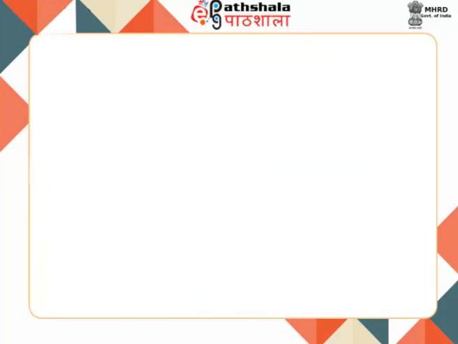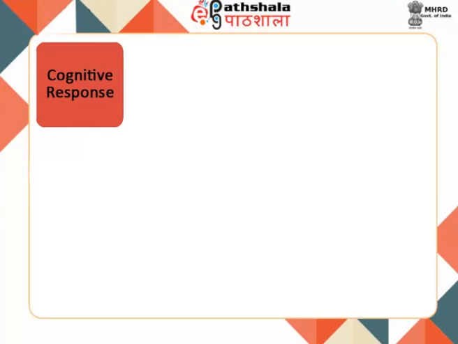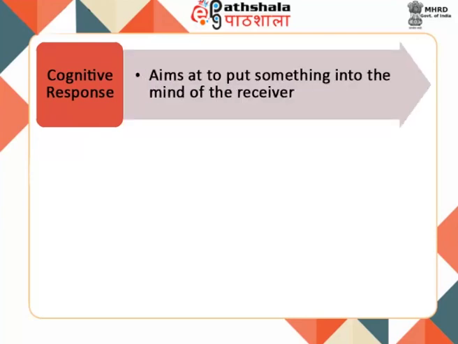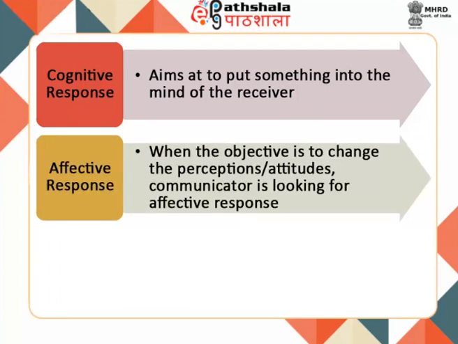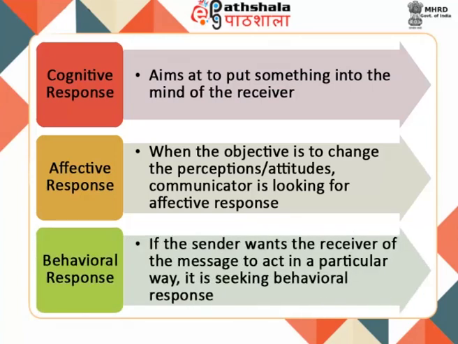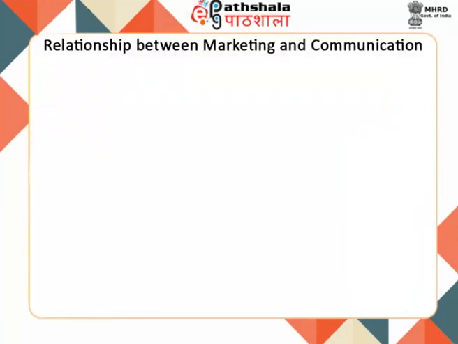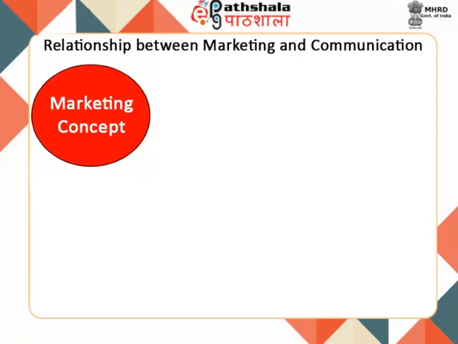behavioral response. Cognitive response, or learning, aims to put something into the mind of the receiver. Affective response: when the objective is to change the perceptions or attitudes, the communicator is looking for an affective response. Feeling. Behavioral response: if the sender wants the receiver of the message to act in a particular way, he is seeking a behavioral response. Doing.